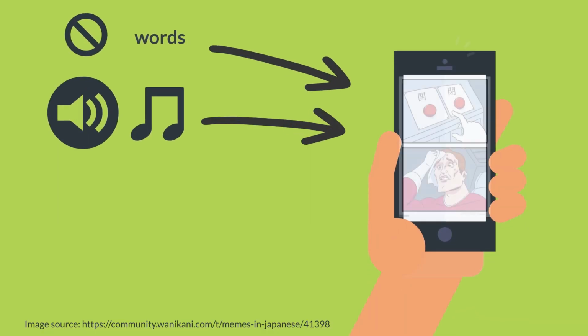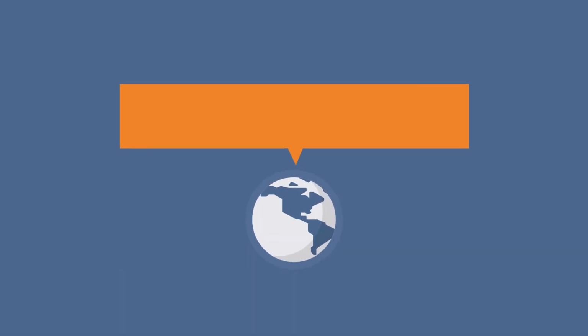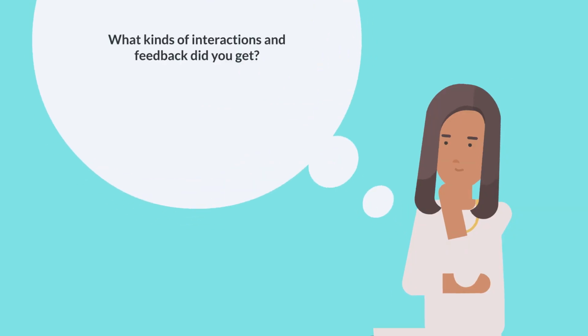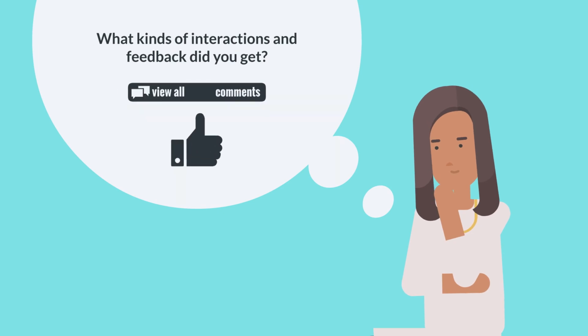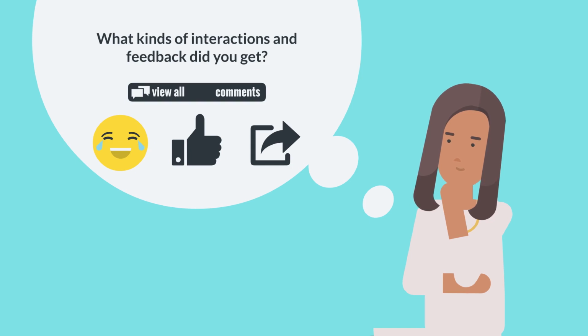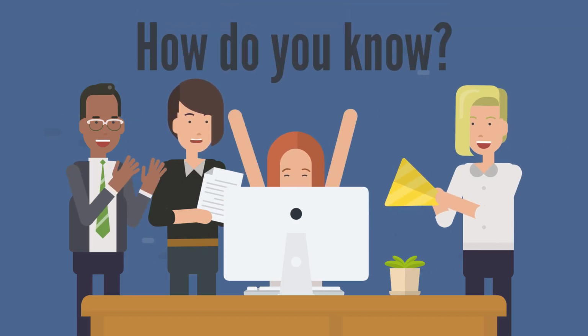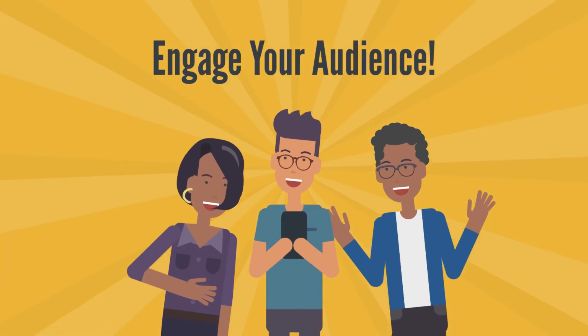Use your journal to document the layers of multimodal information you used in your post, and once you've gotten responses from followers, reflect on these in the journal. What kind of interactions and feedback did you get? Written comments, likes or other emojis, reshares, remixes, or stitches? Was your creation successful? How do you know? Now get out there, engage your audience, and hone your storytelling skills.